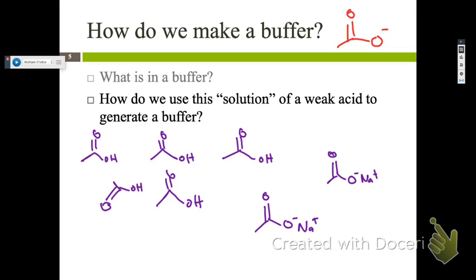What's the second way? So I'm going to go ahead and erase that first way that we did. Second way to make a buffer out of that acetic acid. Strong base. Can we add NaOH? How many would I want to add in this case? Okay, let's add 2 NaOHs. What happens when I add those?